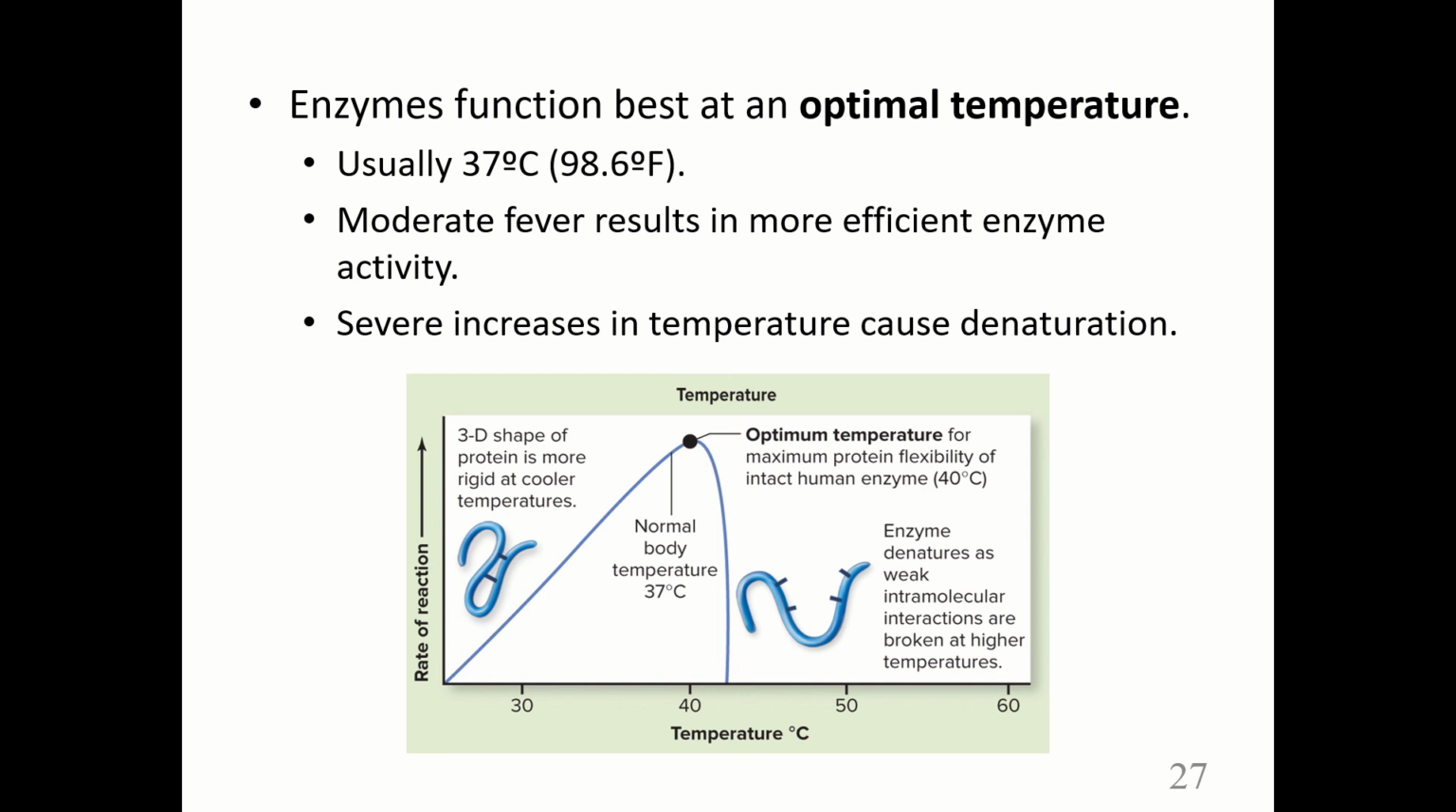Enzymes function best at an optimal temperature. This temperature is usually 37 degrees Celsius, which is 98.6 degrees Fahrenheit, body temperature. A moderate fever will result in more efficient enzyme activity, but that's just a moderate fever, very slight. It helps to make the enzymes a little more bendy, and so they can go and attack the pathogens more efficiently.